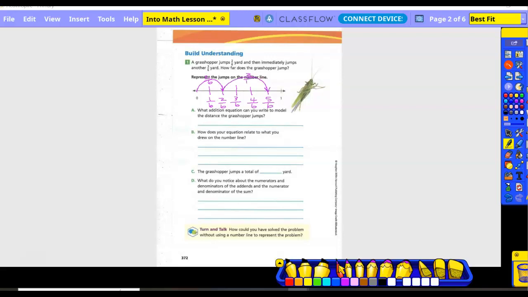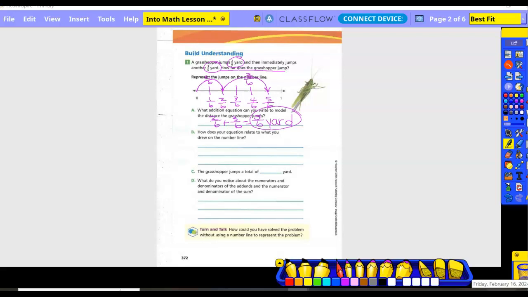So they want us to write an addition equation to model the distance the grasshopper jumps. So what am I going to put? 2/6 plus 3/6 equals what? 5/6. 5/6 of a what? So we had 2/6 yard, 3/6 yard. So what was it? 5/6 of a yard.